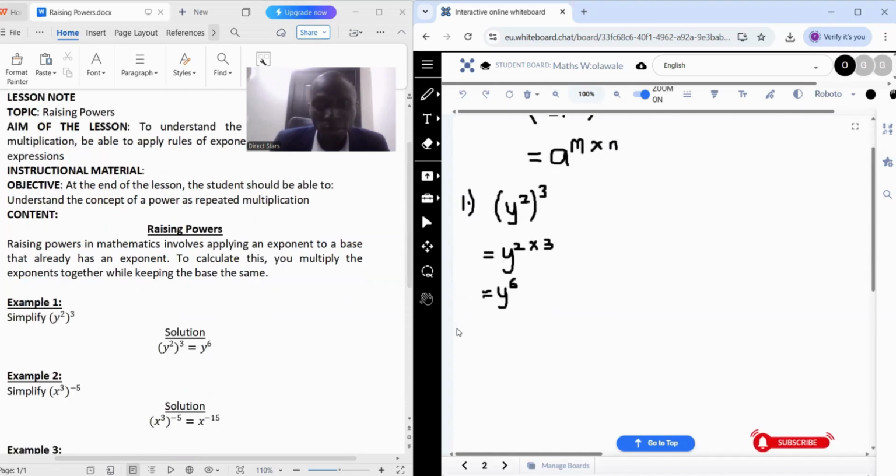Example 2. Here we have to simplify x raised to power 3, close bracket, then everything raised to power minus 5. You can have this to be equal to x raised to power 3 multiplied by minus 5. You can have this to be x, 3 times minus 5, we're going to have that to be minus 15. So we're going to have this to be x raised to power minus 15.